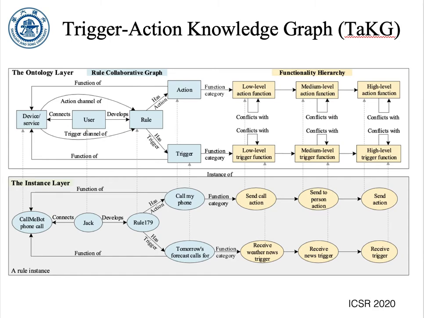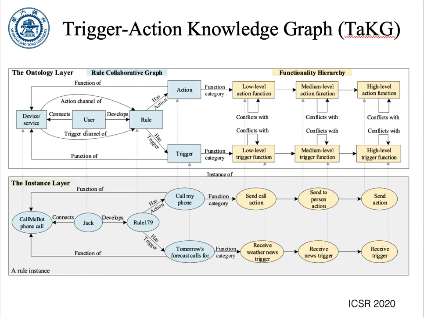Each instance in the instance layer corresponds to a trigger action rule. An instance is also composed of a rule collaboration graph and a functionality hierarchy, which can be mapped into the model on the ontology layer. We perform a schema analysis of top data and construct the ontology layer of the rule collaboration graph. The functionality hierarchies are extracted from UPont, an ontological representation of end-user development in the IoT.